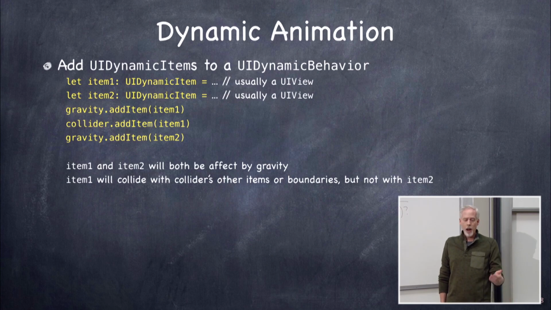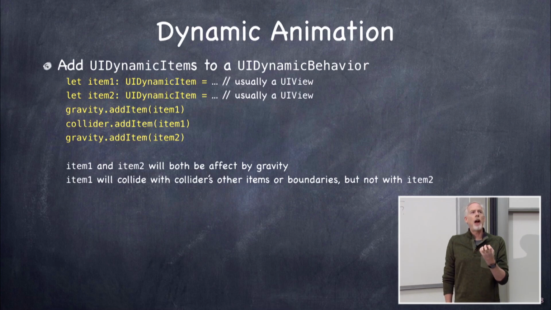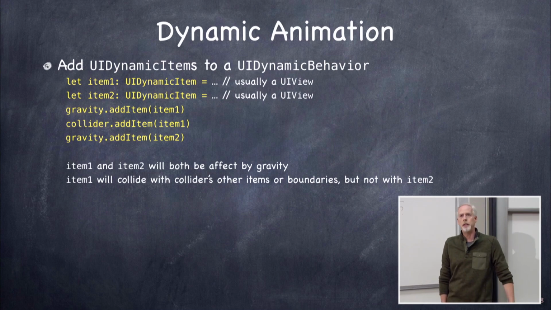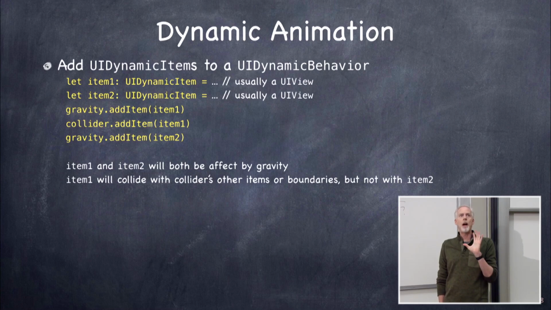So if I say gravity add item 1, item 1 will immediately start feeling the pull of gravity. If I say collider add item 1, immediately item 1 will start colliding with everything else that is added as an item in the collider. So you don't say go; as soon as you add an item, it starts being affected by that behavior. And if you remove an item, it instantly stops being affected by that behavior.